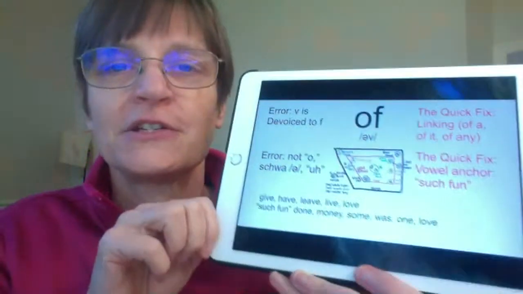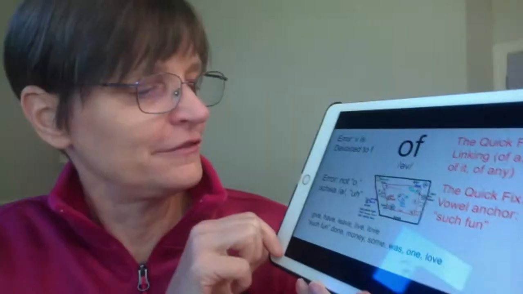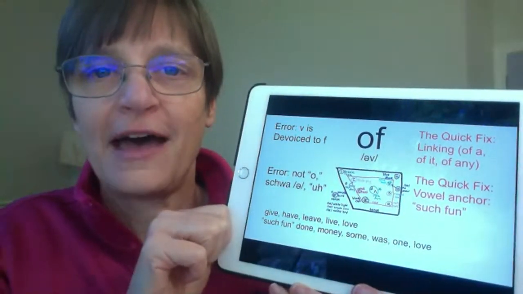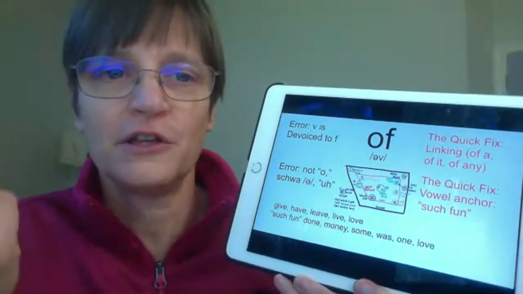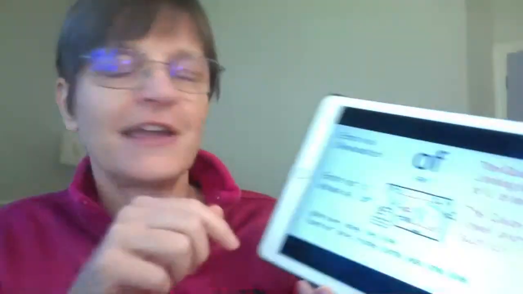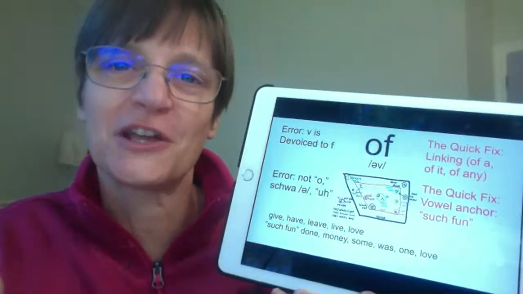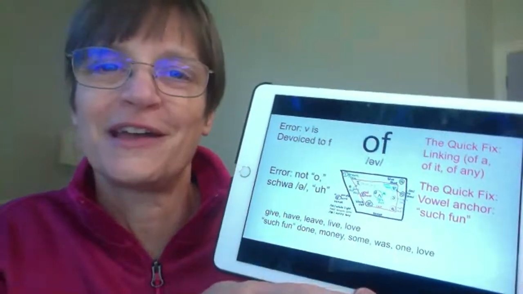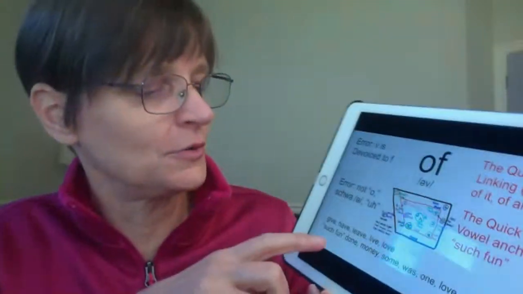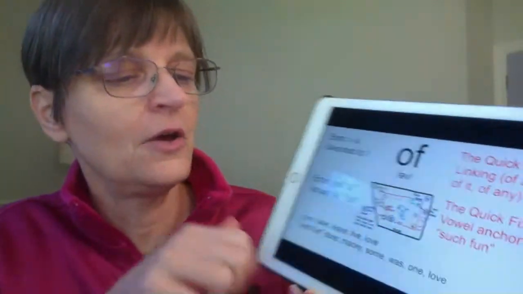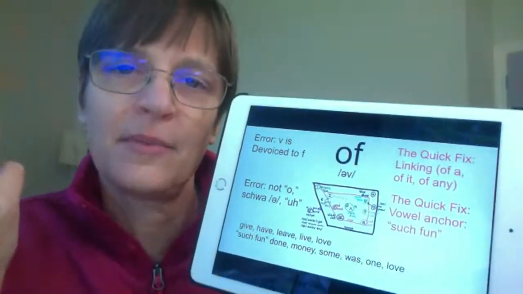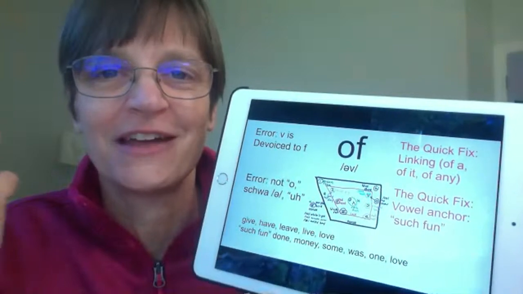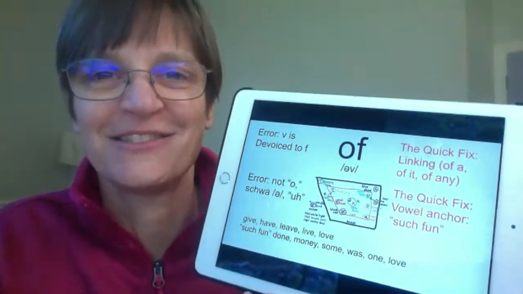If I can correct the patterns on the word of, then I can also correct them in words like give, leave, love, have, extremely common, very useful words. And if I can correct the vowel schwa, just like we did in the word the, it's going to help me on other places where that spelling doesn't really match. So words like some, money, was, love. I might be trying to pronounce the vowel that I see rather than pronouncing that sound that is in those words.